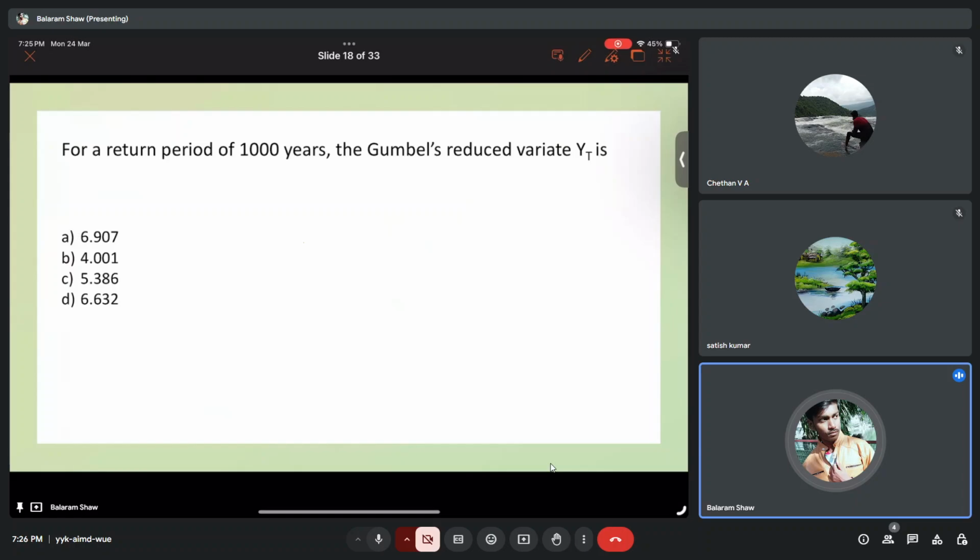Okay, I'll do it here. So yT will be equal to minus ln of ln of 1000 by 999. Just calculate that, you'll get something like 6.9072. So the correct answer will be A. I hope you guys got the same answer. So the correct answer would be A.